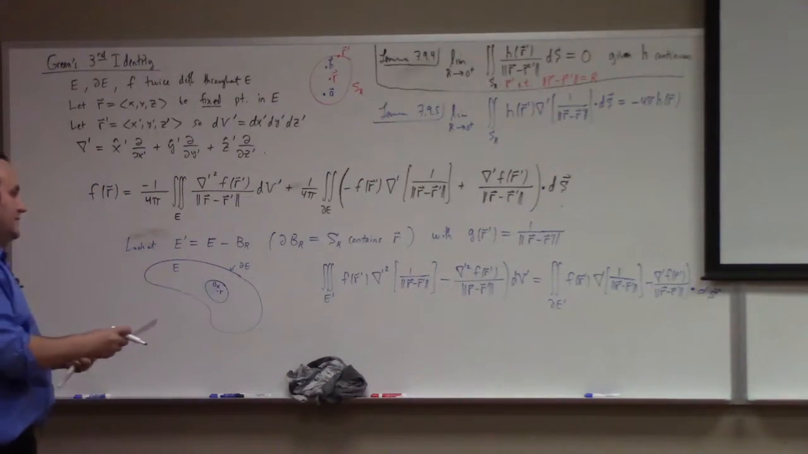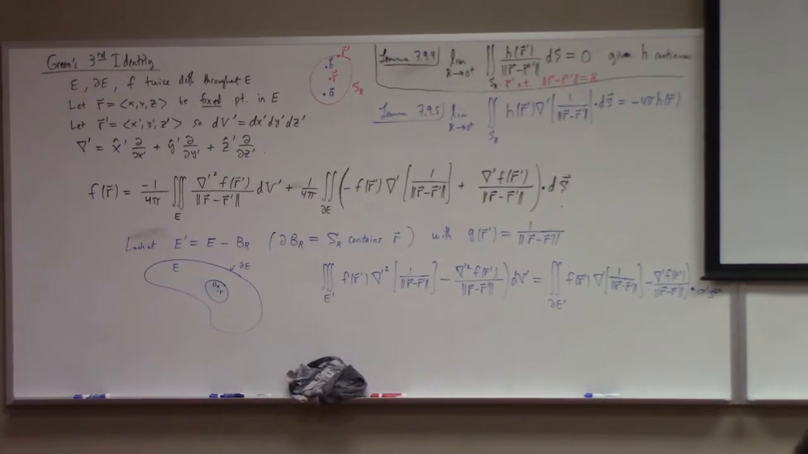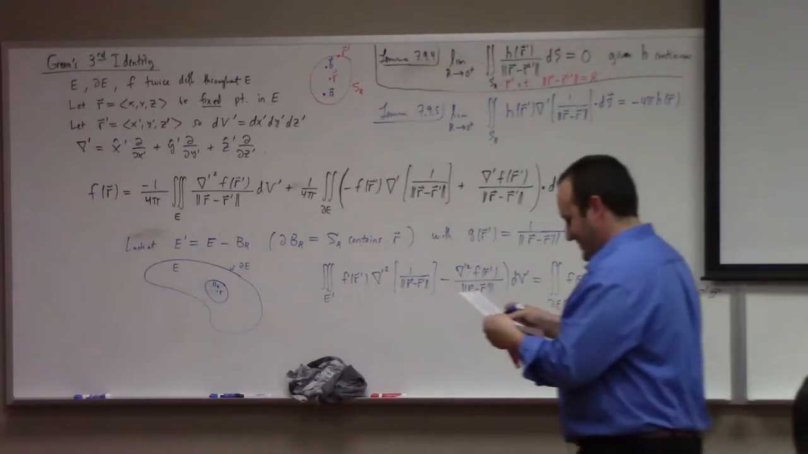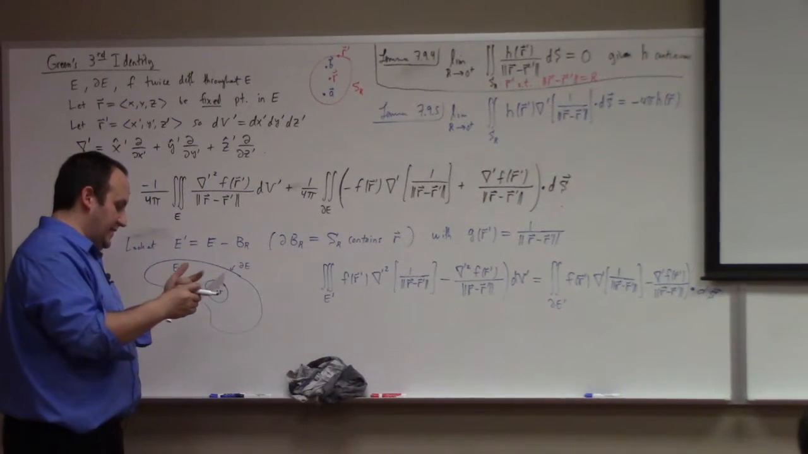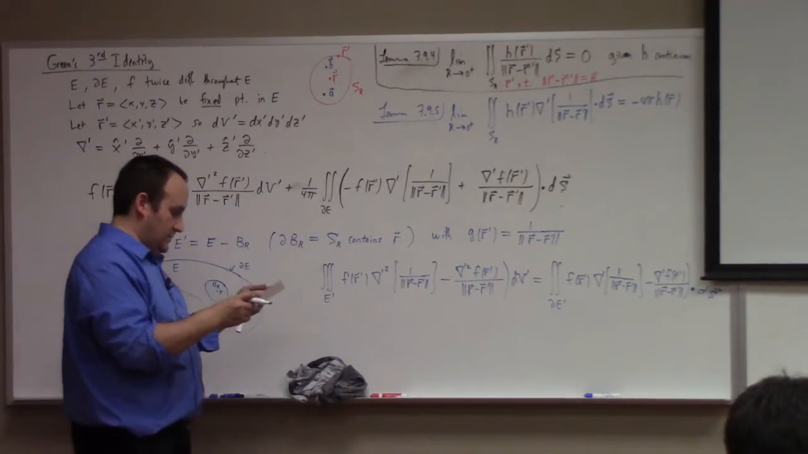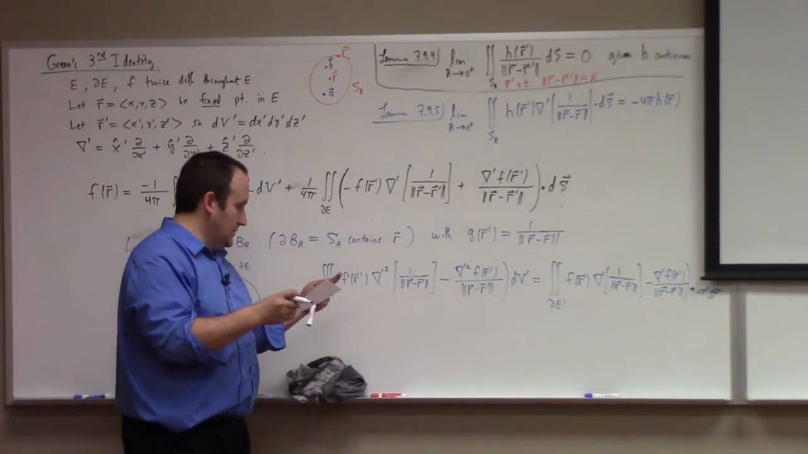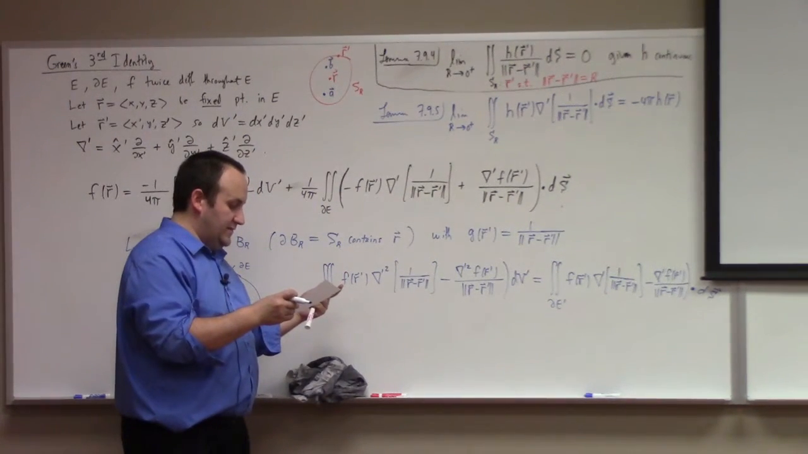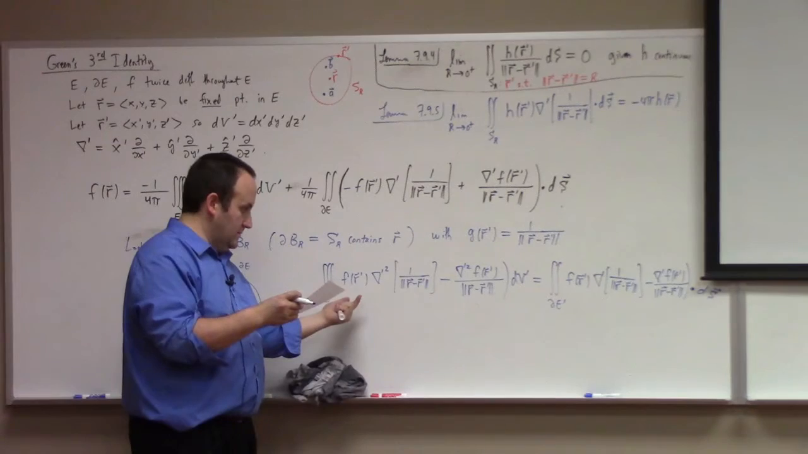You see what I did: I just used Green's second identity with g equal to the reciprocal of the distance function. Basically then I simplify this term. I find a way to rewrite this term.